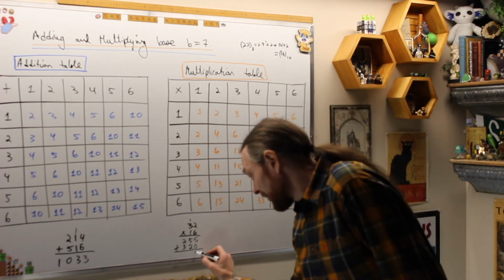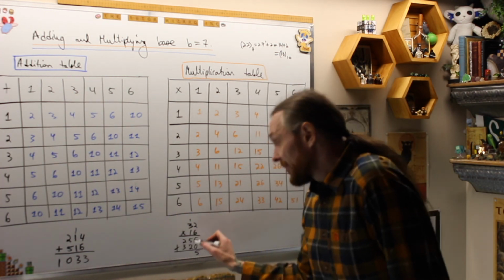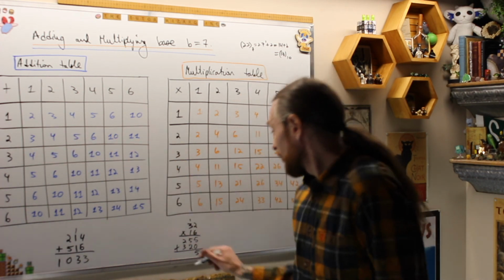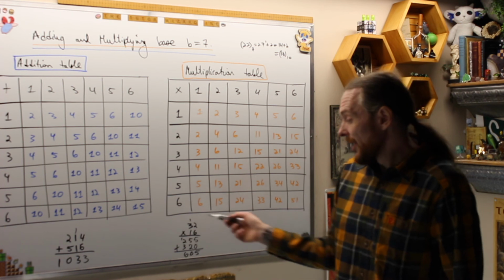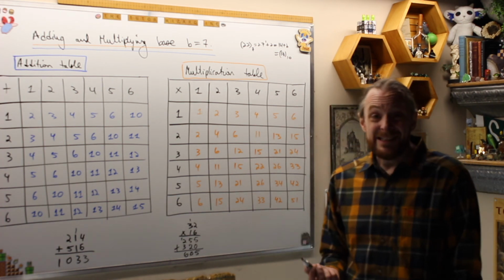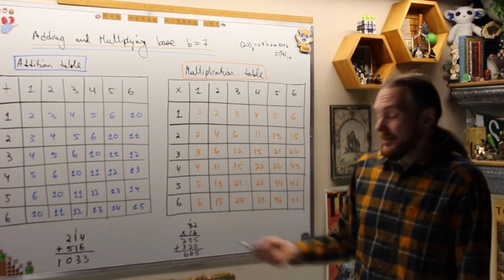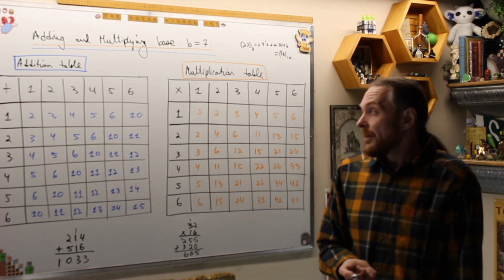So 5 plus 0 is 5. 5 plus 2 is 1, 0. I carry, and then I get 6. So 32 times 16 in base 7 is 605.